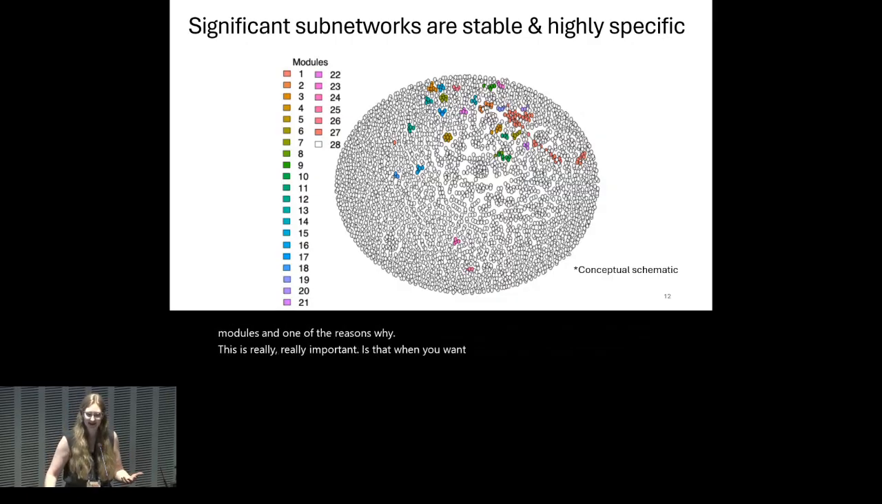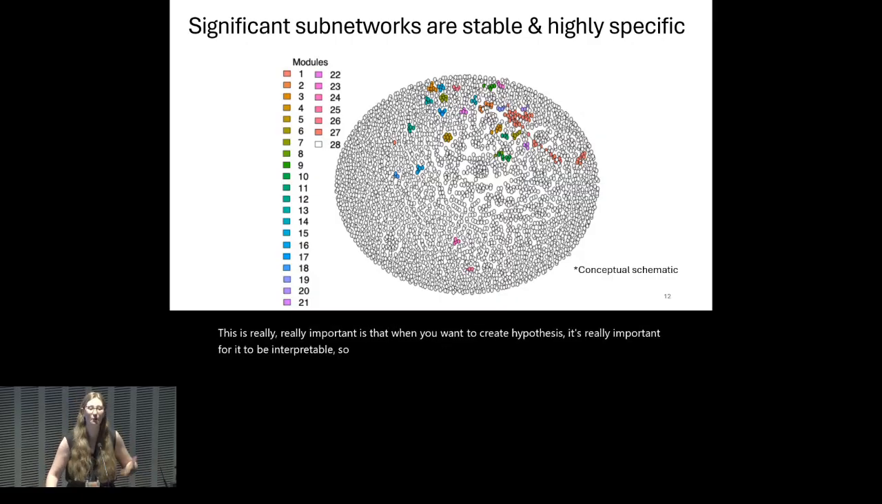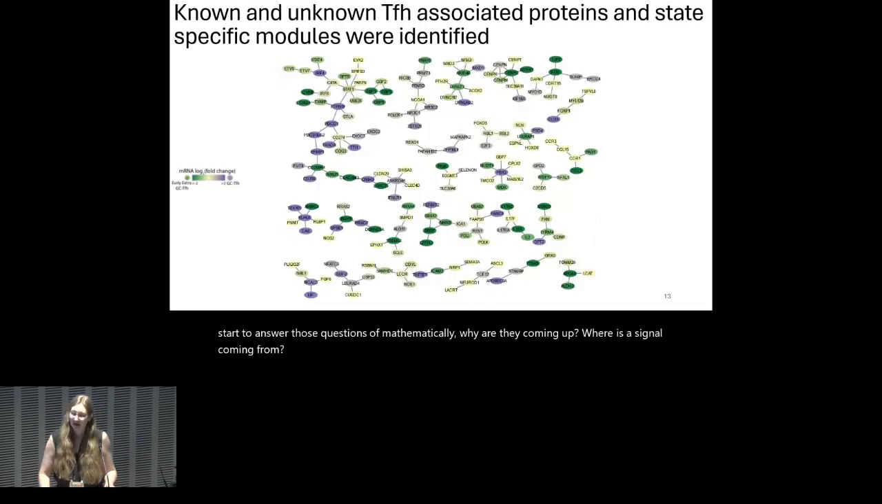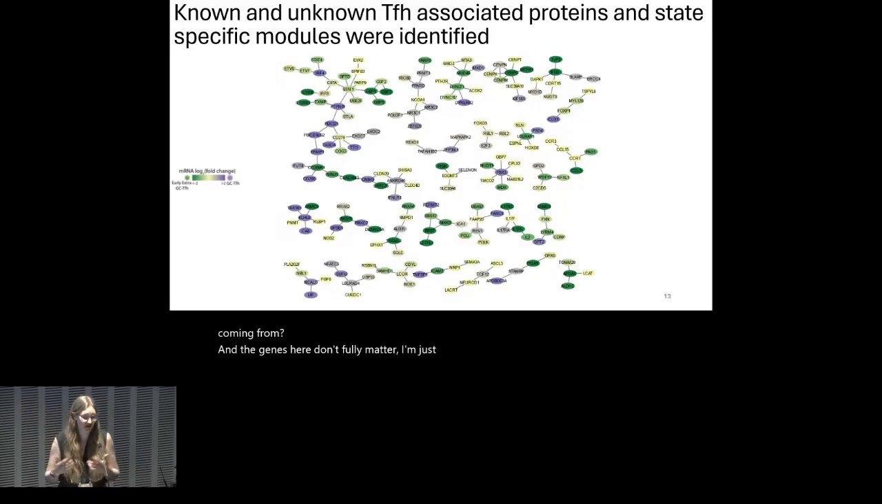One of the reasons why this is really, really important is that when you want to create hypotheses, it's really important for it to be interpretable so we can go back and say, why are we getting these modules? And start to answer those questions of mathematically, why are they coming up? Where is the signal coming from? And the genes here don't fully matter. I'm just showing these are the genes that come up.